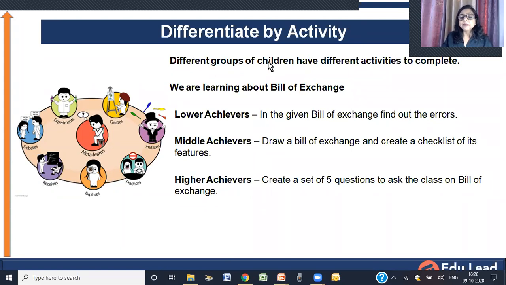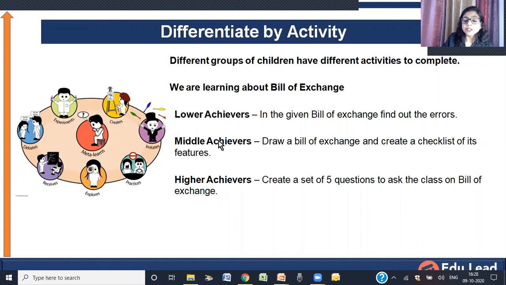Now, differentiate by activity. I've brought this example from a slightly higher class. Different groups of children will have different activities to complete. Now, the activities here are, we are learning about bill of exchange. So lower achievers, in the given bill of exchange, find out the errors. So what you're going to do is, to some group of students, you're going to provide the bill of exchange and ask them, what errors do you see in this bill of exchange?